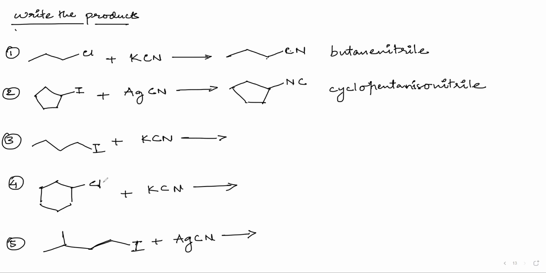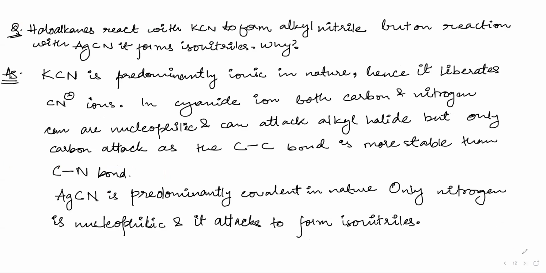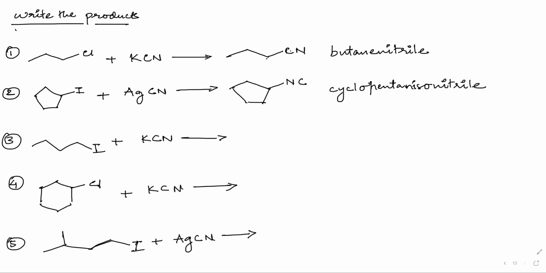Sir, yes, tell me. Sir, the second one you did, the cyclopentane is connected to nitrogen first or carbon first? Nitrogen. That is what we saw now. When it is reacting with AgCN, nitrogen is connected to the carbon. When it is reacting with KCN, it is connected with carbon. That is what you wrote here. Okay, sir.